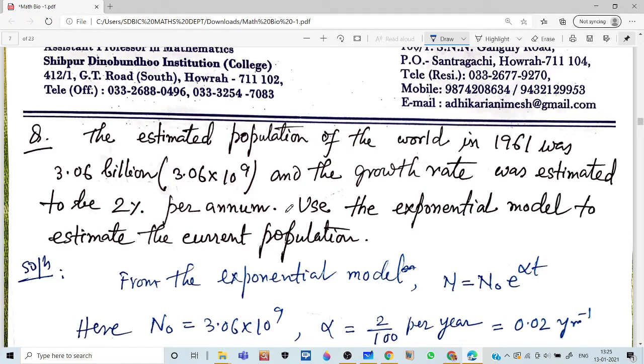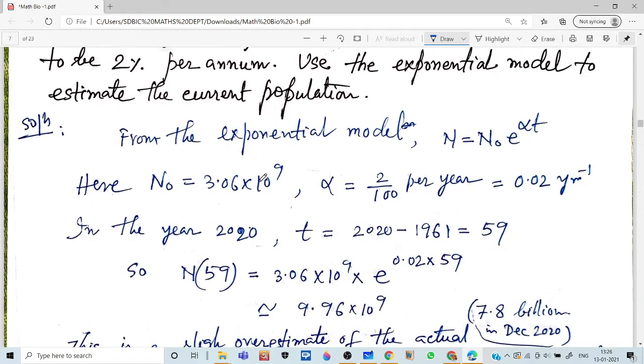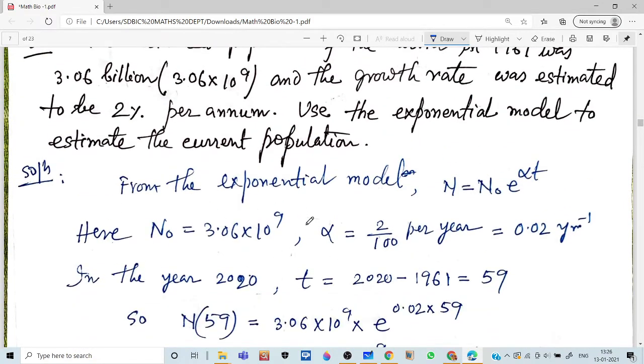The estimated population of the world in 1961 was 3.06 billion, that is 3.06 into 10 to the power 9, and growth rate was estimated at 2% per annum. Use the exponential model to estimate the current population in the year 2020, suppose. So in 1961 it is 3.06 billion, so call it n0, 3.06 into 10 to the power 9.